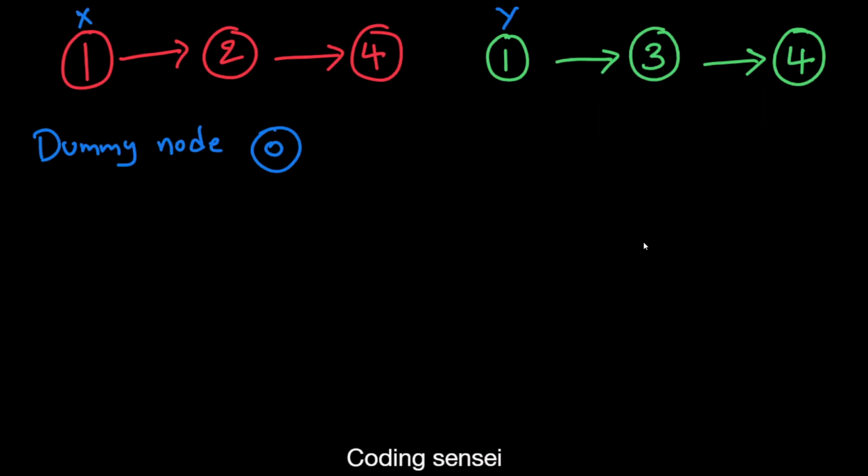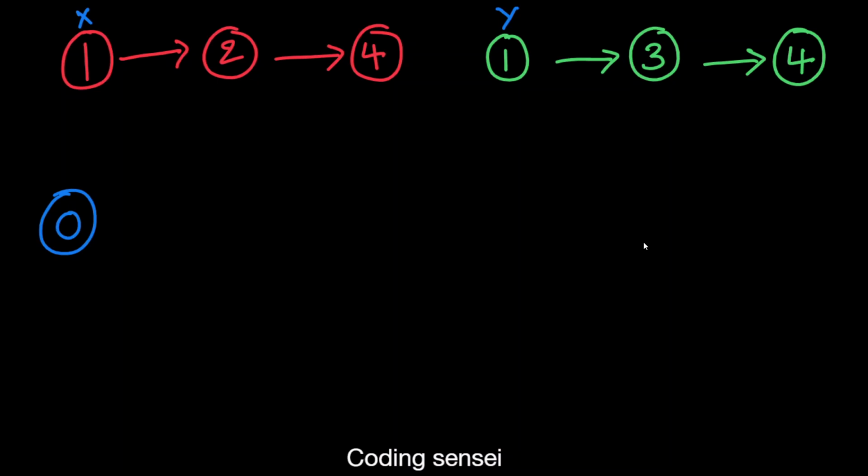Now let's see the optimized solution. Here you can see the two linked lists separately, the red one and the green one, and I pointed out two pointers x and y, which start at the heads of both linked lists. I created one dummy node and put 0 in that dummy node. So right now we have three linked lists: the red one, the green one, and the last one, the blue one, which is the new sorted linked list we are creating.